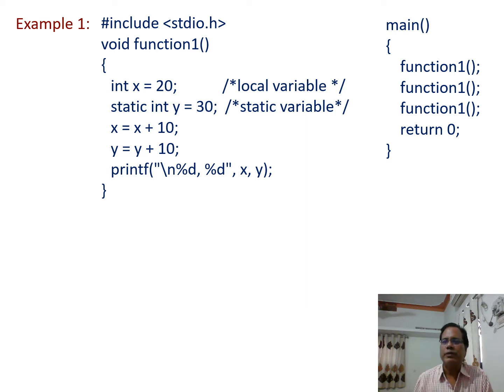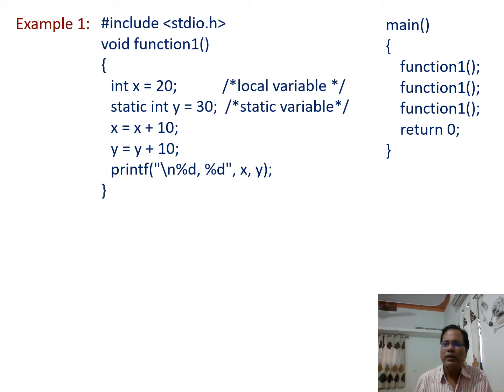In the main function, because execution of the program always starts from the main function, when function 1 is called the first time, what would be the output? The output of this function would be the values of x and y. After incrementing the value of x equal to 20 and y equal to 30 by 10, it gets printed. So the value of x becomes 30 and the value of y becomes 40. So 30 and 40 get printed.